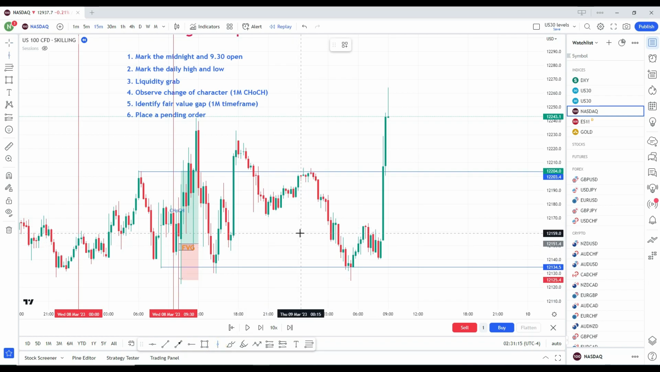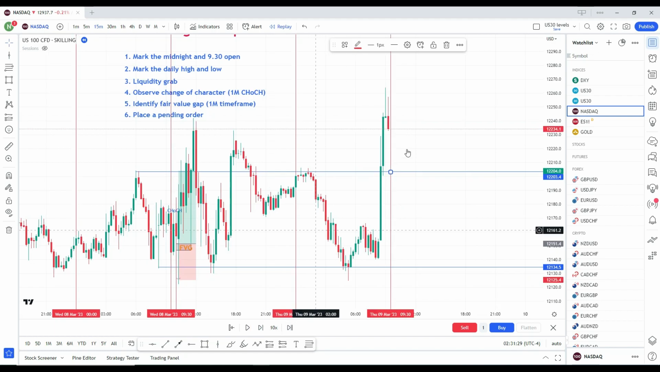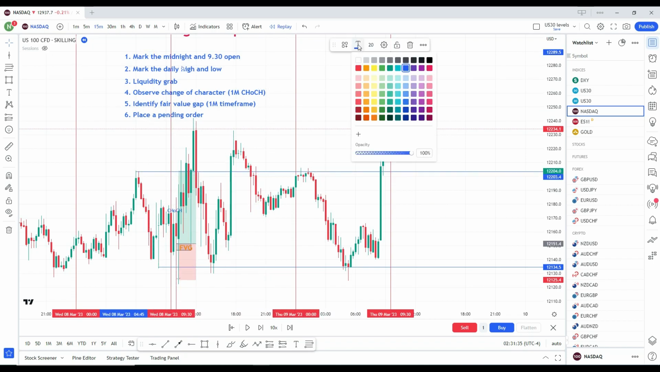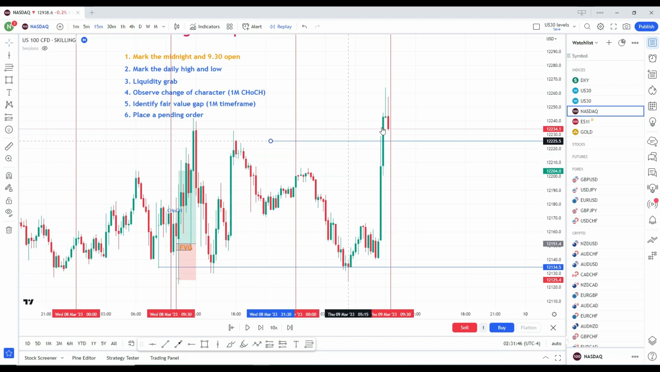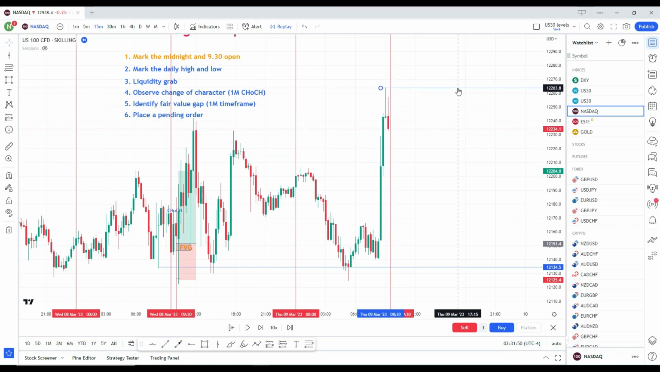So the midnight is here. 9:30 will be the next after this. 9:15, 9:30. So the midnight and 9:30 is done. Let's go to mark the daily high and daily low. So I can move this to use this next example. So this is the daily high and this is the daily low.